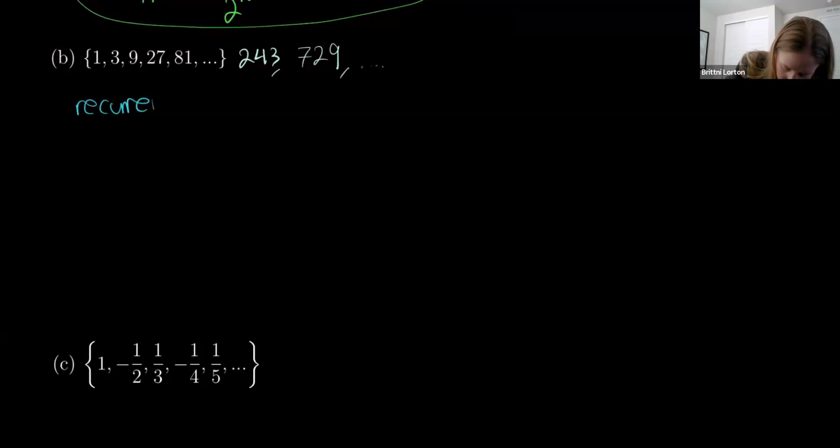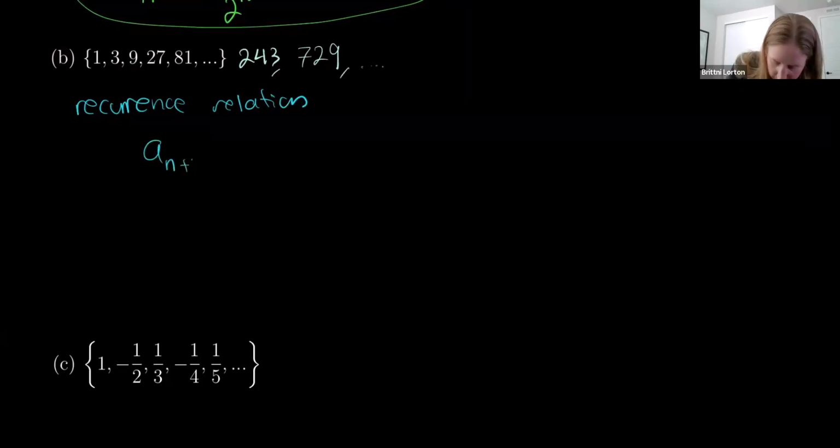One of them was the recurrence relation. Sorry, I should spell that correctly. Recurrence relation. There we go. Or you could call it a recursive formula. That's the one where I need the next term to be equal to something to do with the previous term. In this case, I had to multiply by 3 each time, so I took the previous term and multiplied it by 3.